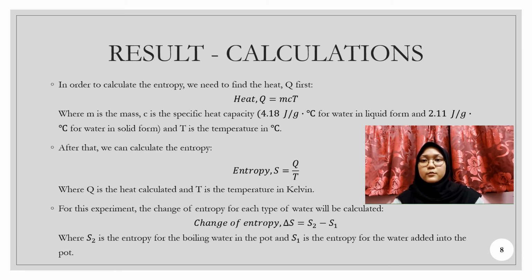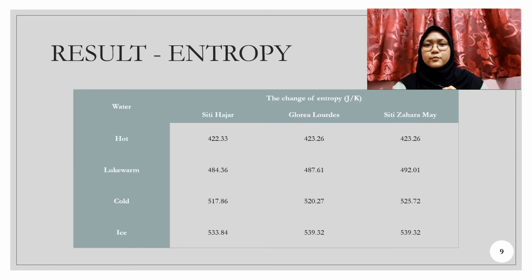For this experiment, the change of entropy for each type of water will be calculated by using the formula. The change of entropy delta S equals S2 minus S1, where S2 is the entropy of the boiling water in the pot and S1 is the entropy of the water being added into the pot. The change of entropy calculated were compiled for each of the group members in the table shown.